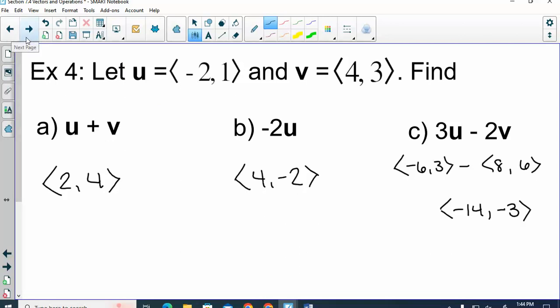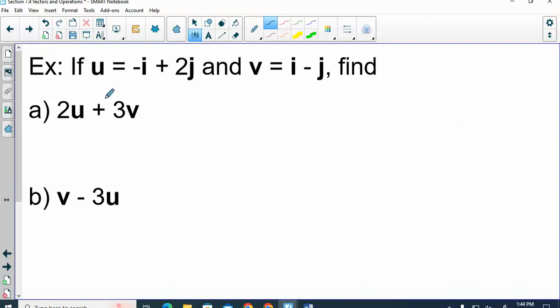I could ask you to do a vector operation where I don't even give you the total vector. So you might see something written like this. And all this says is vector u is already a combination of other vectors. It's -i plus 2j, and vector v is i minus j. So all that means is when I do these operations, I'm still going to have i's and j's in them. I'm not just going to get a number.